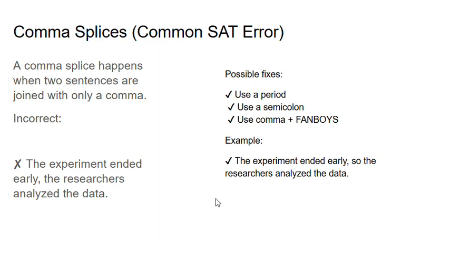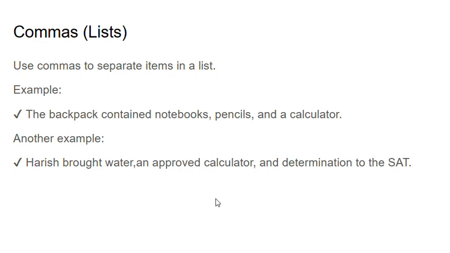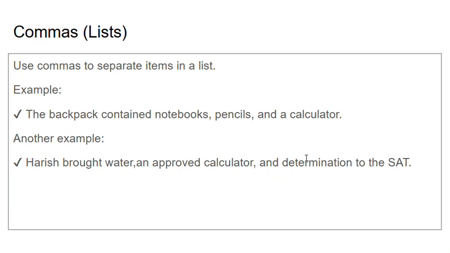All right, next one. Commas can be used to separate items in a list. You most likely already know this rule, but let's go over it anyways. An example of this is: The backpack contained notebooks, pencils, and a calculator. Or, Harish brought water, an approved calculator, and determination to the SAT.